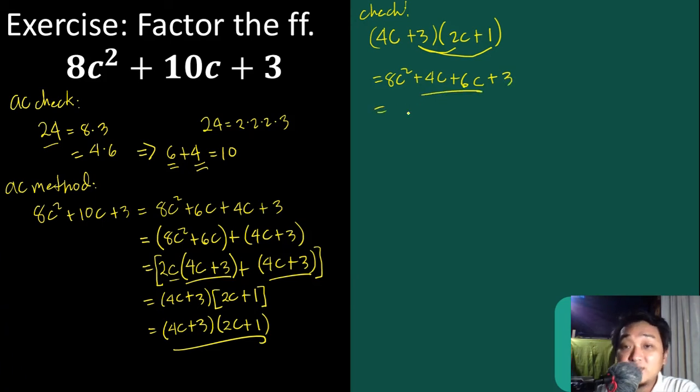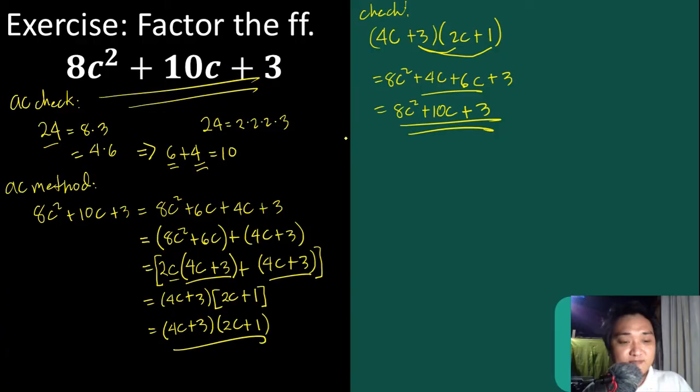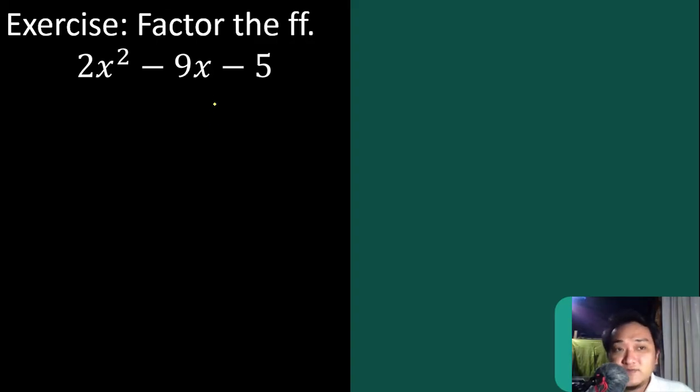Now, evaluate the middle term kasi meron tayong mga like terms. So, that will be 8c squared, 4c plus 6c is positive 10c plus 3. So, tama yung ating sagot. Now, let us try to factor 2x squared minus 9x minus 5. First, let us do the AC check.